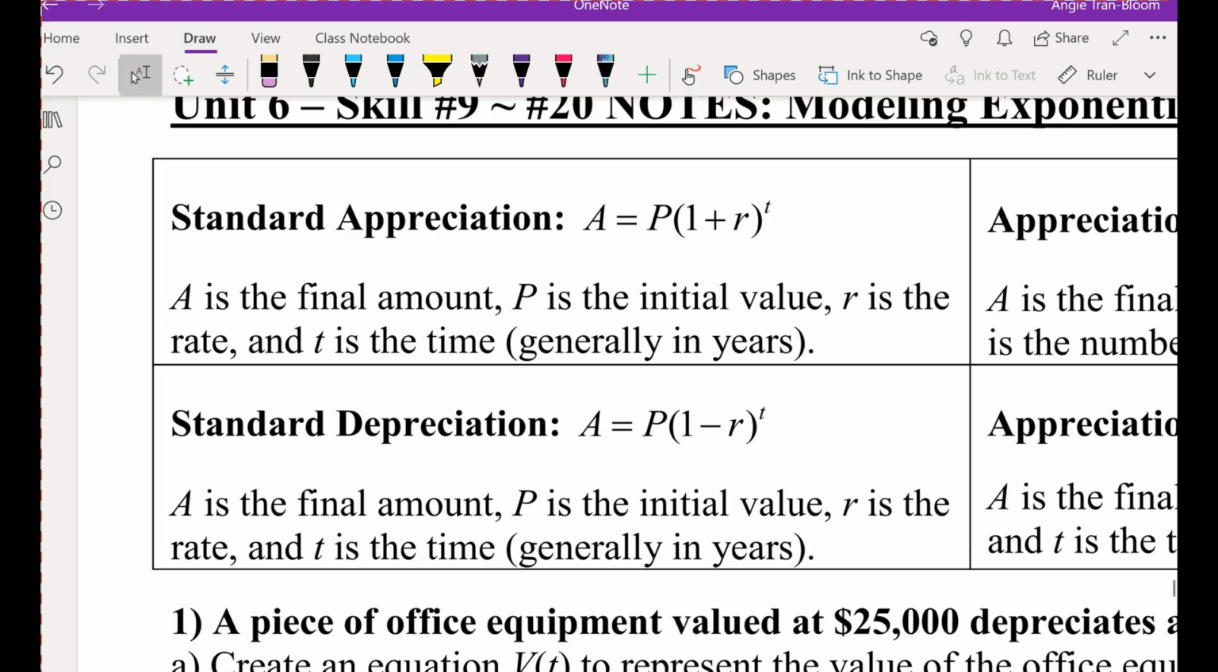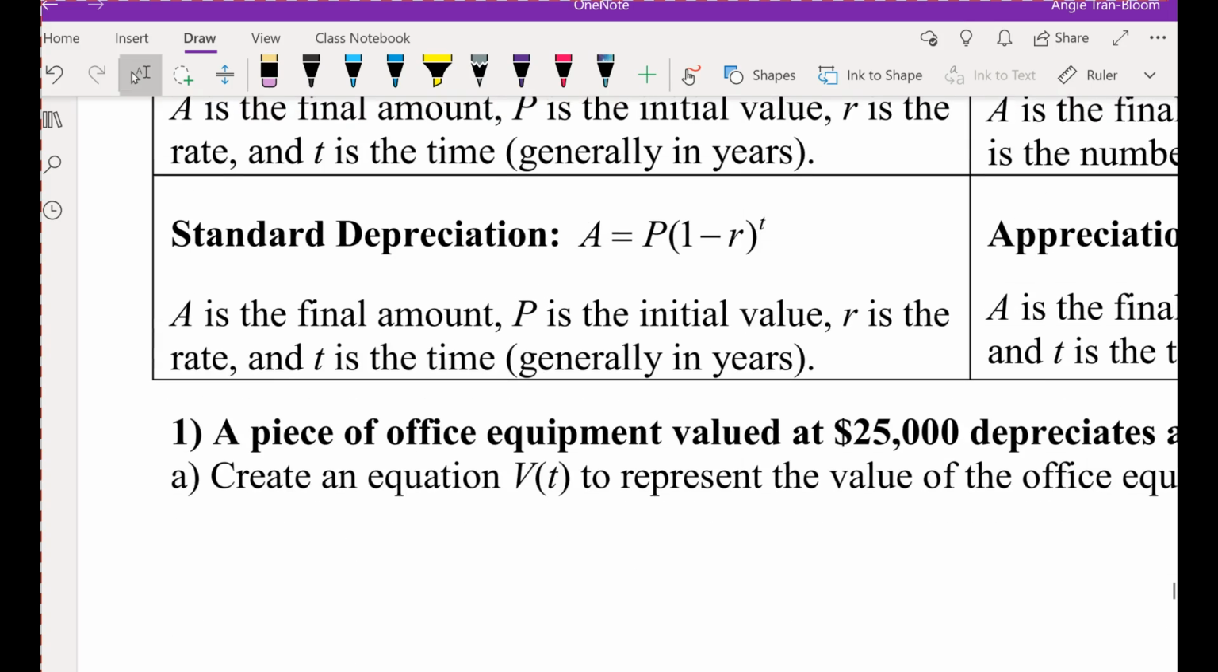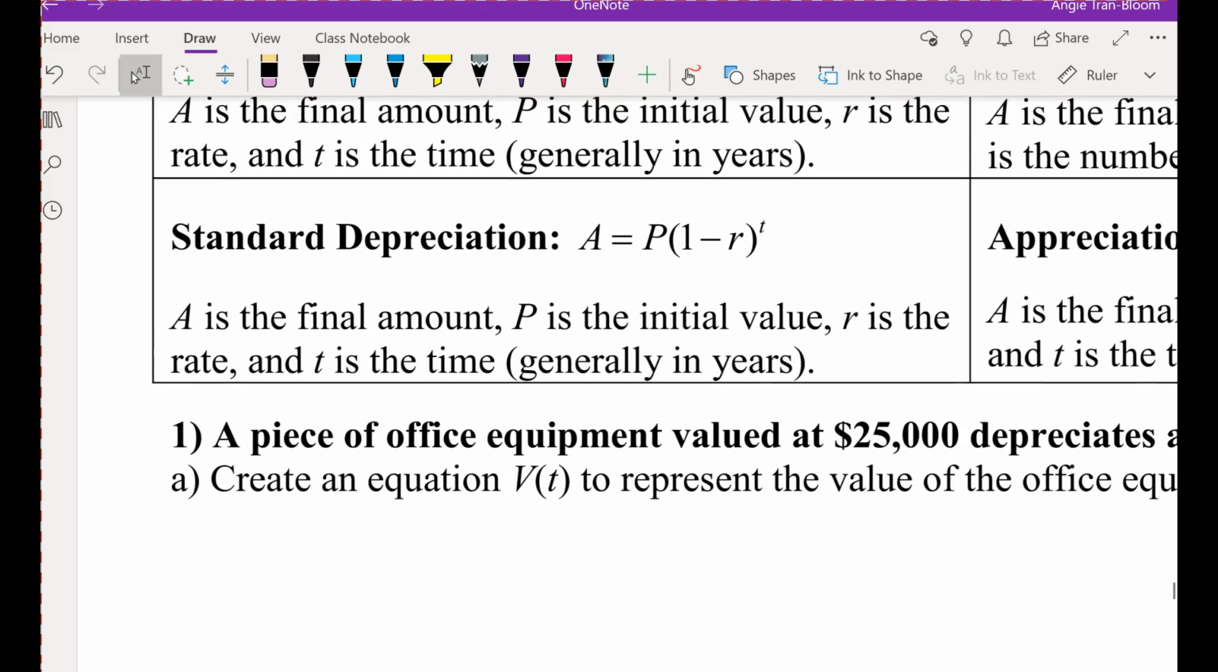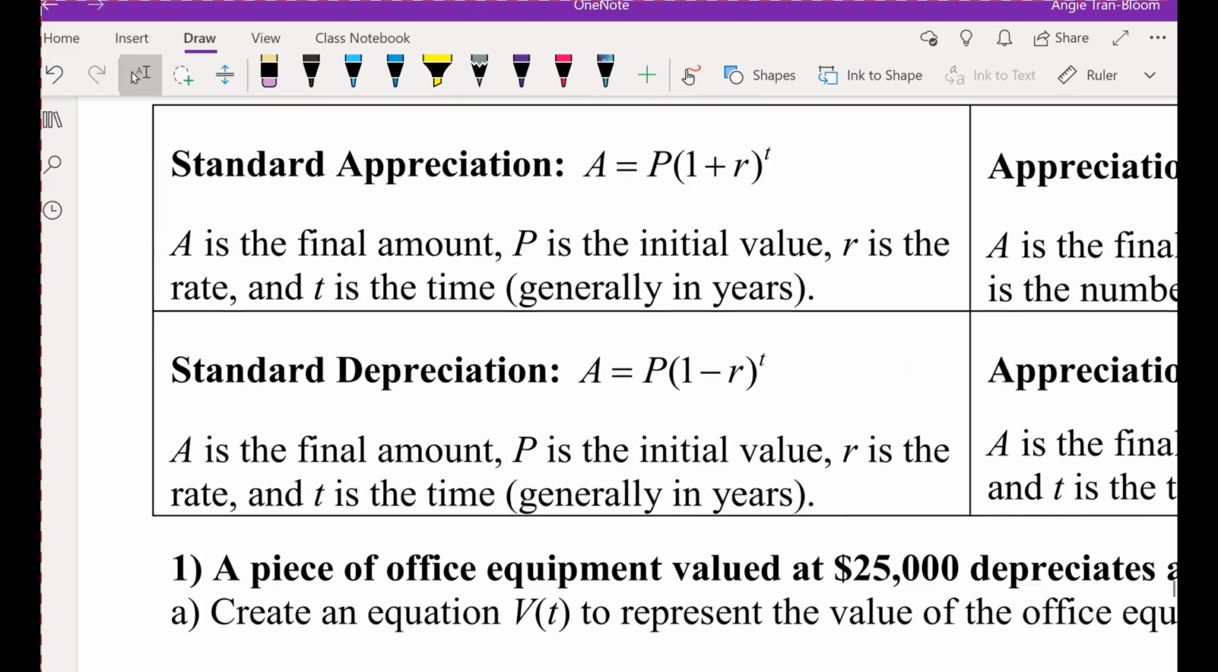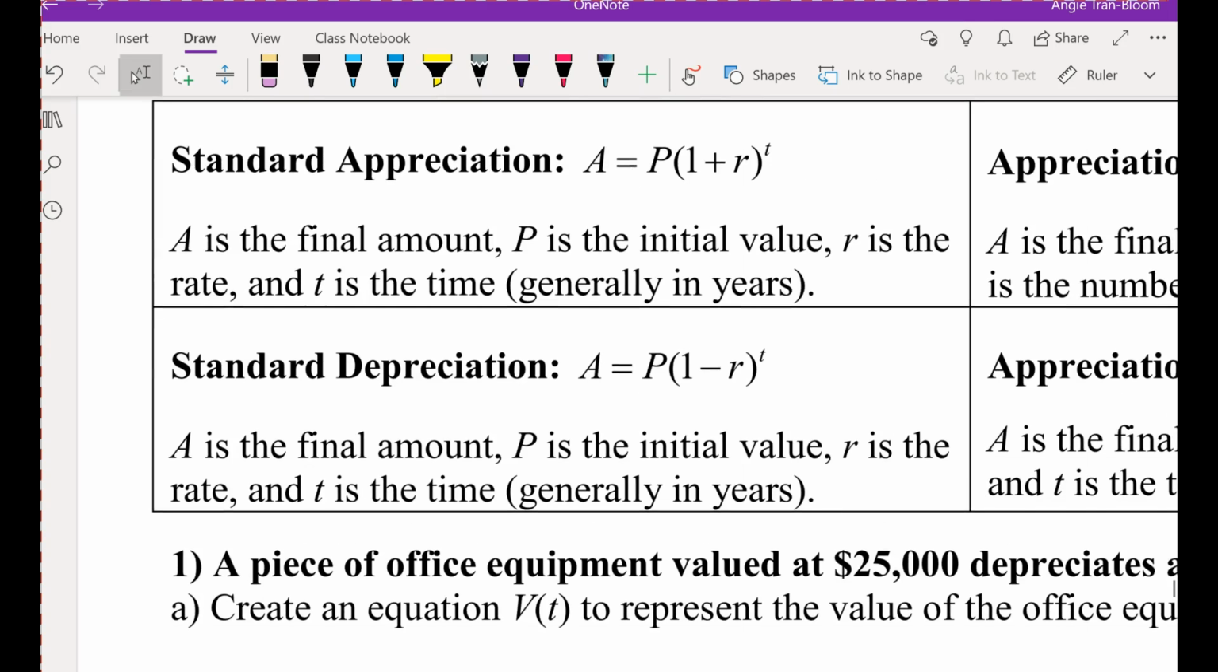Next, standard depreciation. Jason, help me read that following box. Read the equation. A equals P times 1 minus R to the power of T. A is the final amount. P is the initial value. R is the rate. And T is the time, generally in years. Perfect. Now let's compare these two equations. What's the only difference between these two equations? Adding and subtraction.